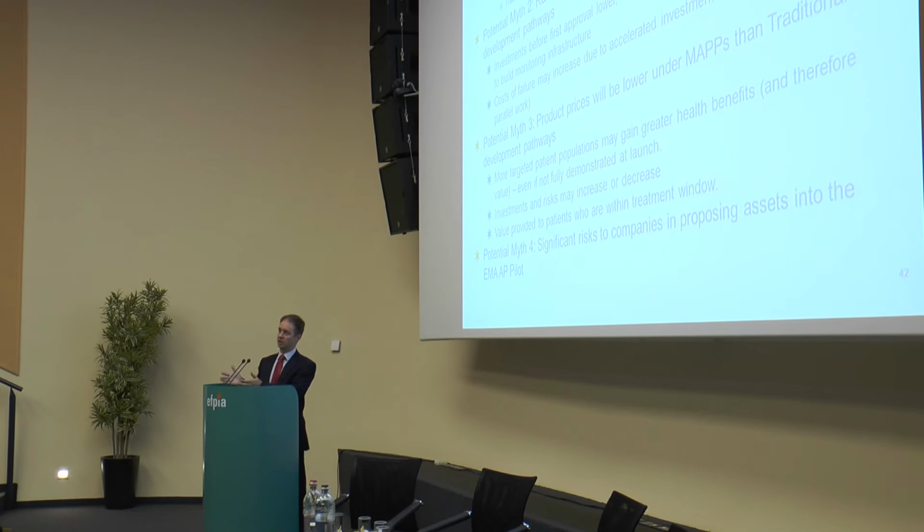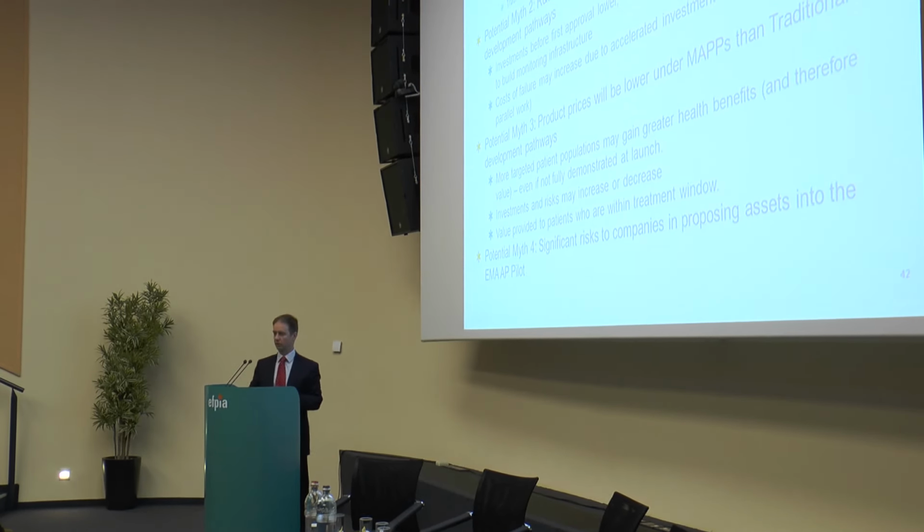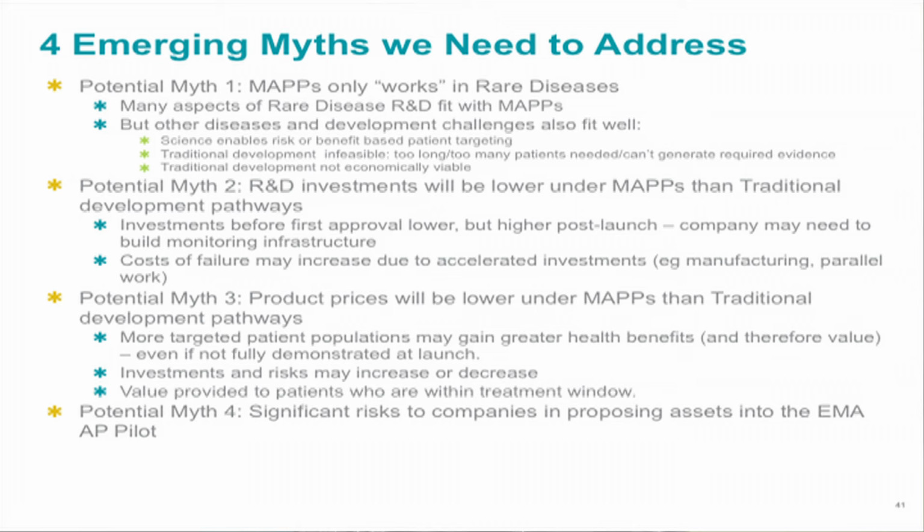Secondly, we may need to bring forward some investments in terms of manufacturing as a reasonable example, where those investments would be made earlier under a MAPS process than under a traditional approach, and therefore the risks and the costs of failure actually could be higher in that case. For example, if we have to scale up a manufacturing plant in order to be ready earlier to provide a commercial scale of product. Third myth, linked really to those combination of the first two, is that we should expect prices to be lower. Well, I don't think we should.